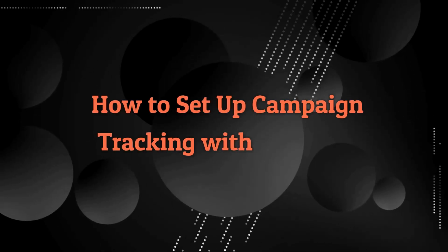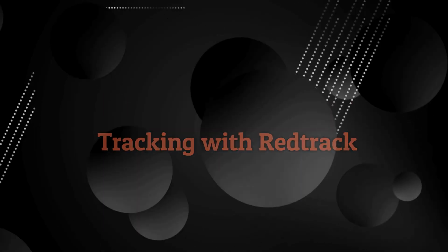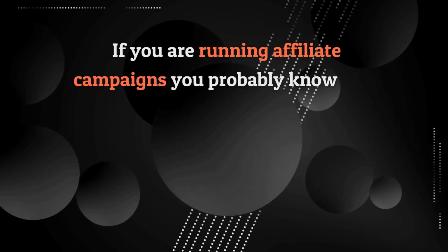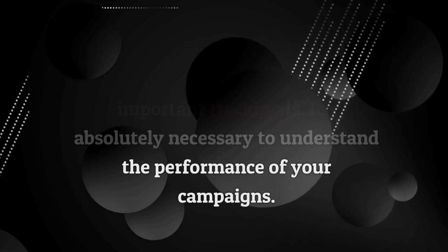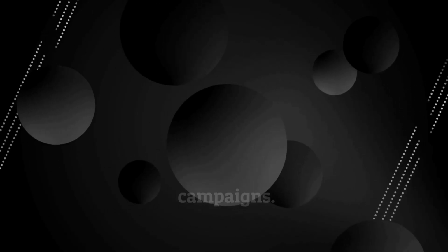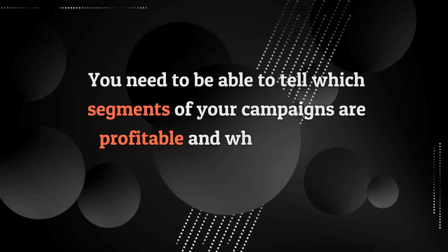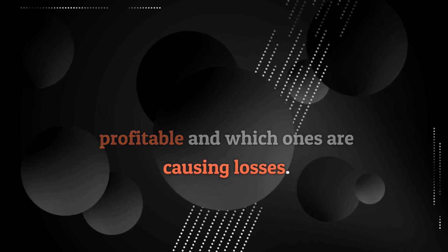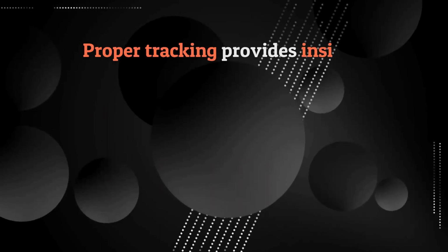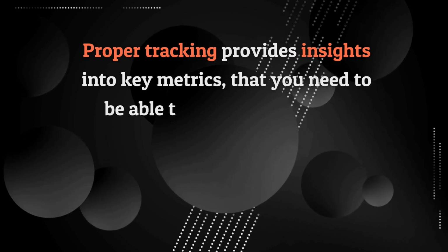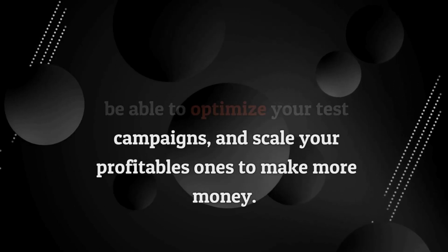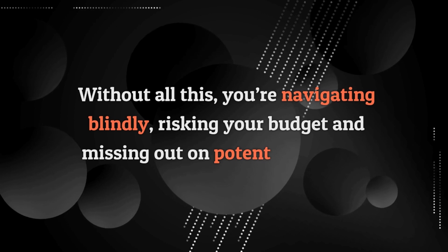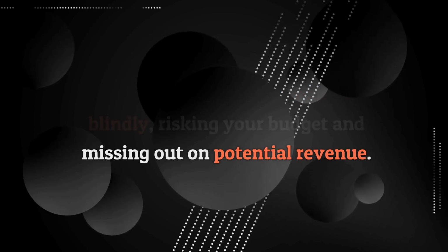How to set up campaign tracking with RedTrack. If you are running affiliate campaigns, you probably know how important tracking is. It's absolutely necessary to understand the performance of your campaigns. You need to be able to tell which segments of your campaigns are profitable and which ones are causing losses. Proper tracking provides insights into key metrics that you need to be able to optimize your test campaigns and scale your profitable ones to make more money. Without all this, you're navigating blindly, risking your budget and missing out on potential revenue.